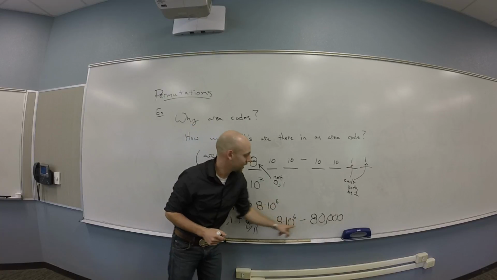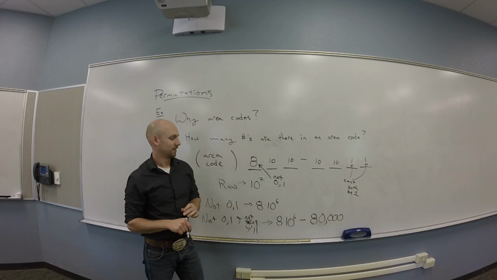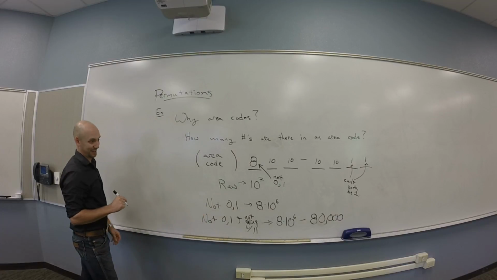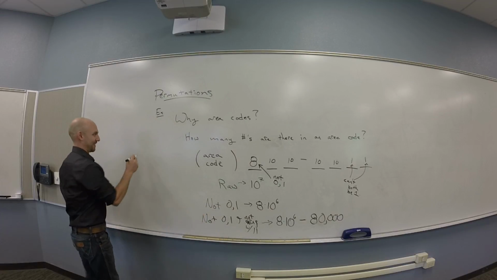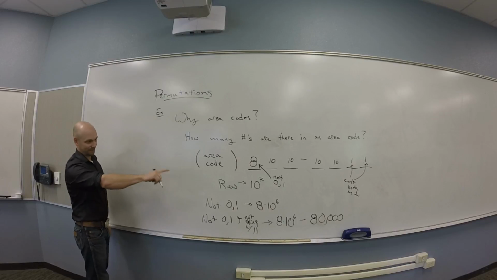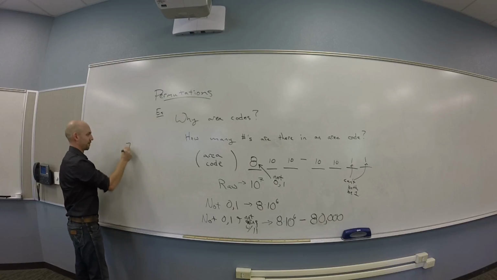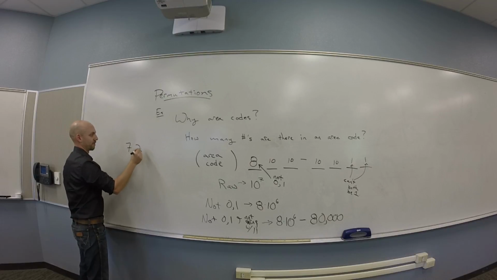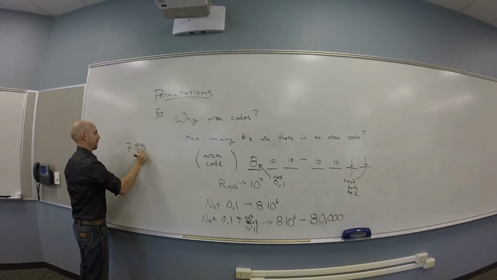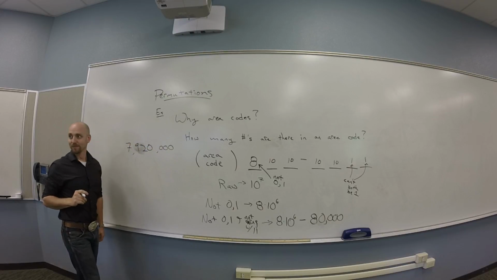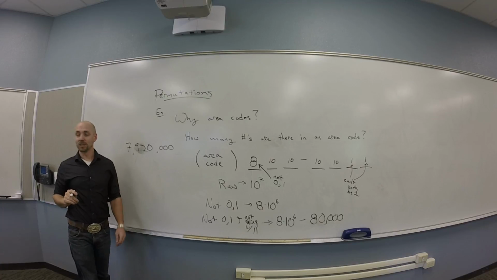So how many is that? It's 7,920,000. Yes, that's right. This number is the total in an area code.